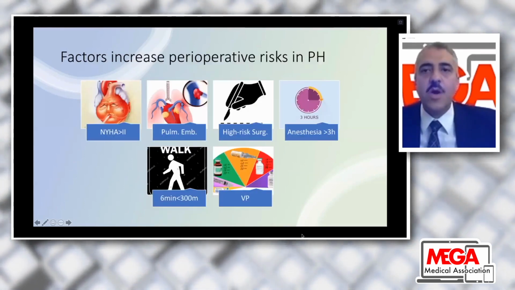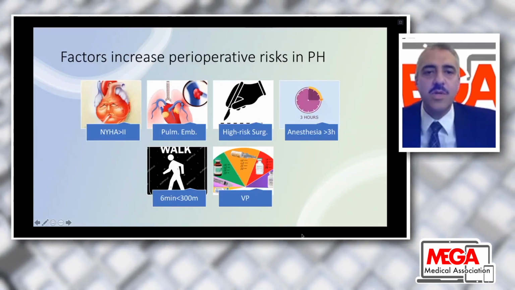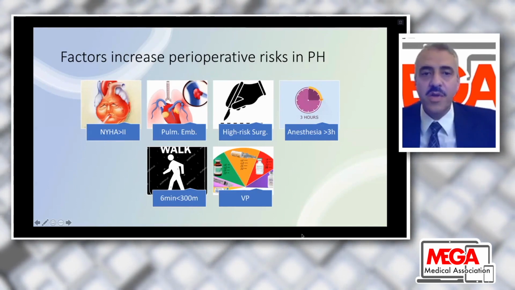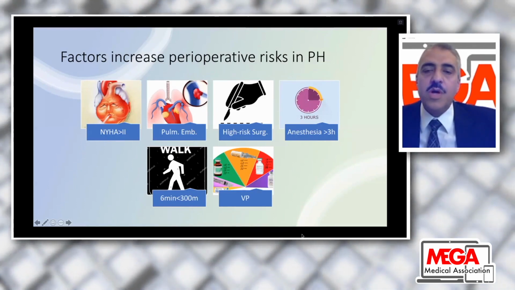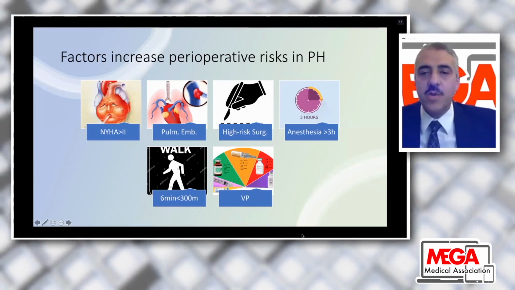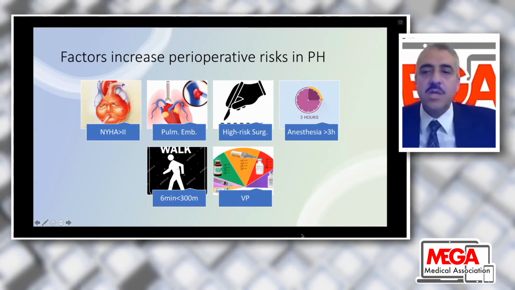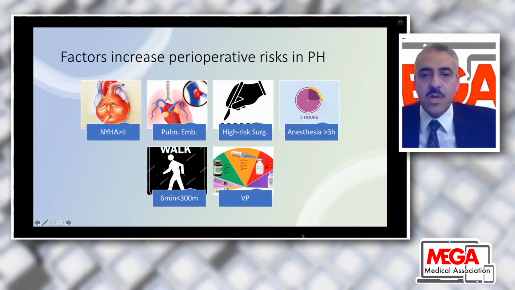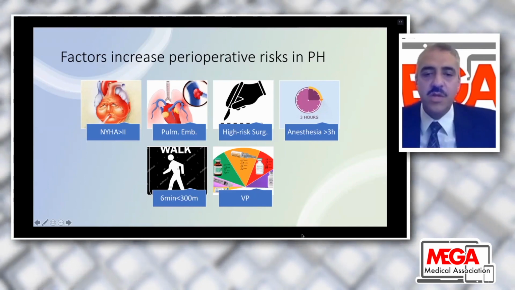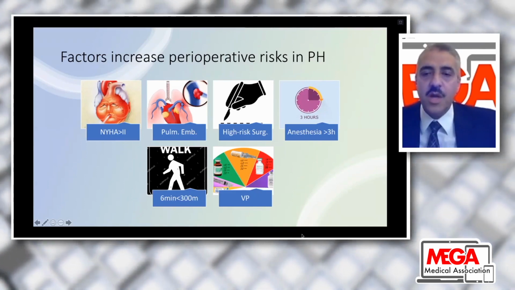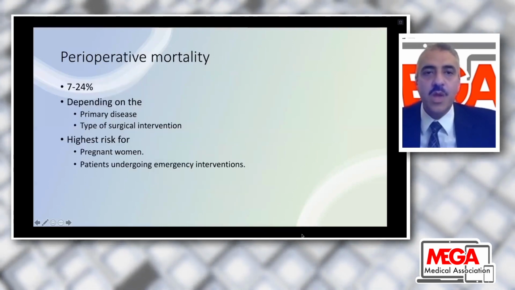Factors that increase the perioperative risk in pulmonary hypertension patients are anesthetizing a patient with heart failure or pulmonary embolism, having a high-risk surgery like abdominal or thoracic surgery, extending the anesthesia time to more than 3 hours, a preoperative 6-minute walk test of less than 300 meters, and the use of vasopressors in the operation.